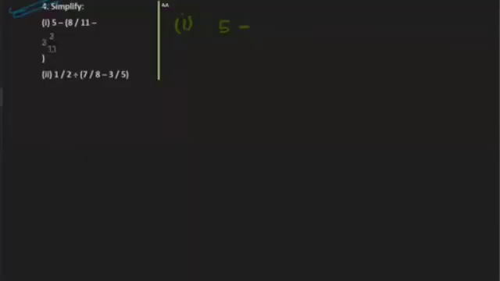So question 4 part 1, 5 minus 8 upon 11, or I can write it like this, 8 upon 11 minus 3 whole 3 upon 11. Fine. So what I'm going to do is change this mixed fraction to improper and take 1 in the denominator of 5. So 5 upon 1 minus 8 upon 11 minus, 11 threes are 33, 33 plus 3, 36. 36 upon 11. Okay.